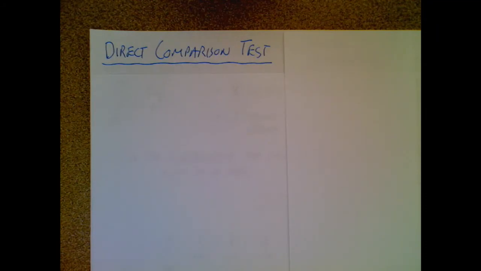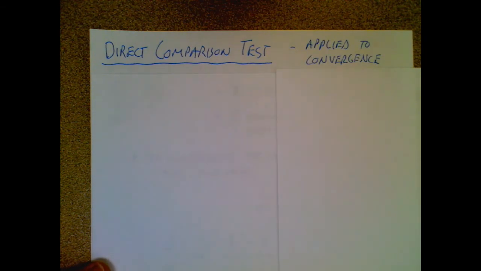We're going to take a look at the direct comparison test, and in the first example, we're going to apply it to convergence, but then after that, we're going to apply it to divergence, and then we're going to apply it to a case where it's not going to work.